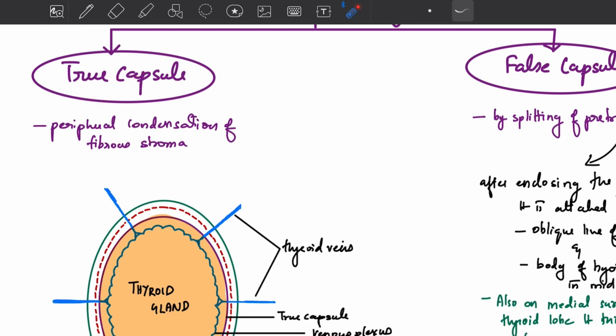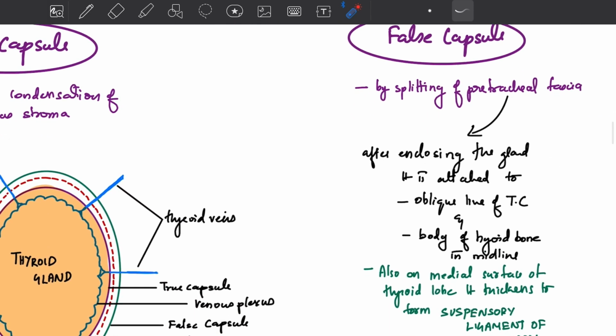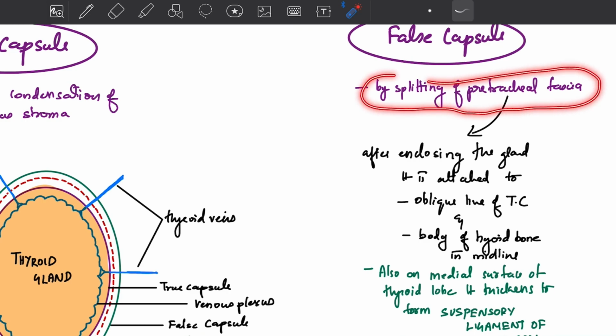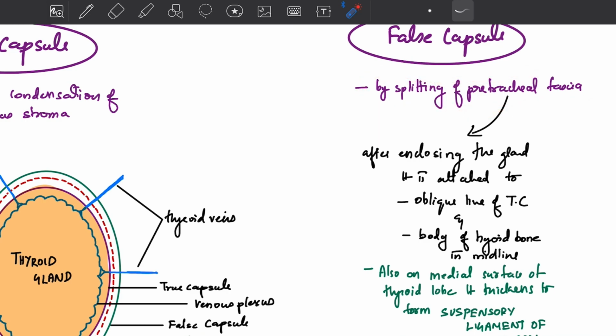Coming to the false capsule, it is formed by the splitting of the pretracheal fascia. And when you see what the pretracheal fascia is, in the cervix there are three types of fascia. The cervical fascia is divided into three types. The first one is the investing layer, the second one is the prevertebral fascia and the third one is the pretracheal fascia.